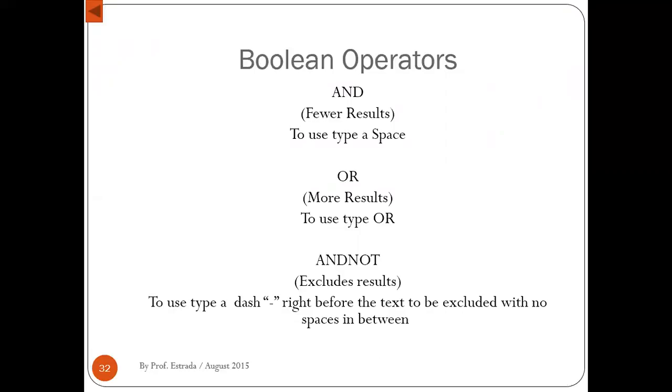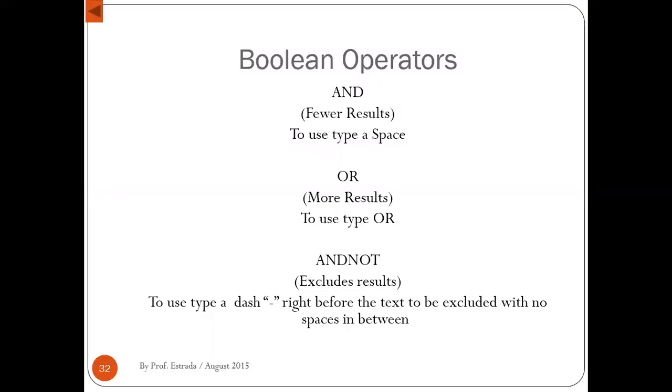The second Boolean operator is the word OR. When you use this operator, you end up with more results because you're telling the search engine to find you all the sites that have one word or the other. It is the equivalent of doing two separate searches and then putting the results for both searches together. When using OR, you need to leave a space before and after the OR.